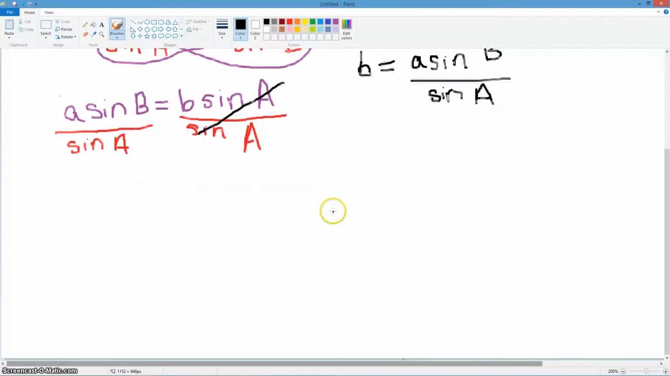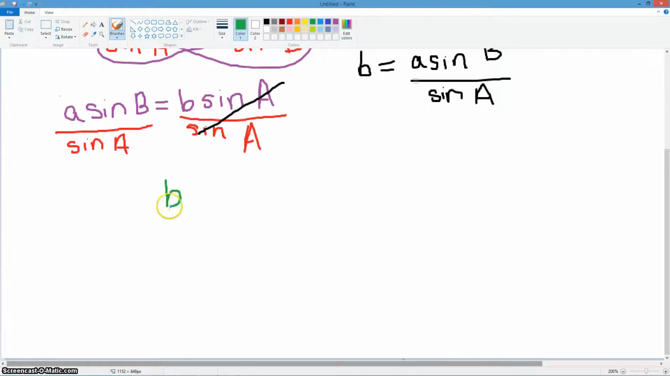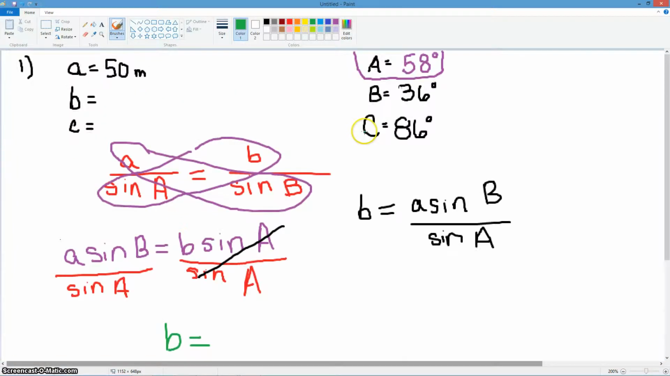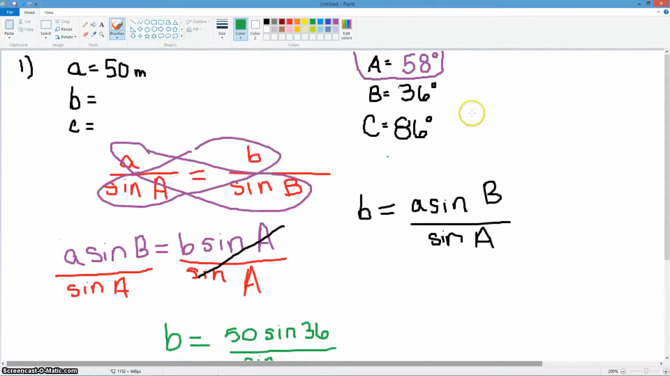Now all we have to do is just substitute, so it becomes B is equal to, what is little a? Well, little a is 50 sine of big B, which is 36, over sine of big A. And what is big A? 58.